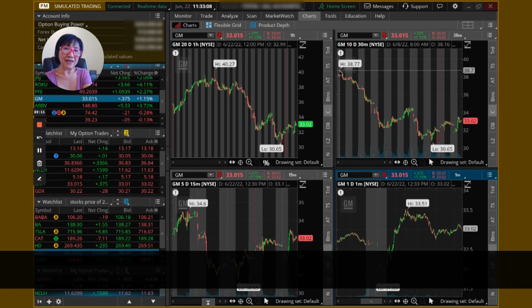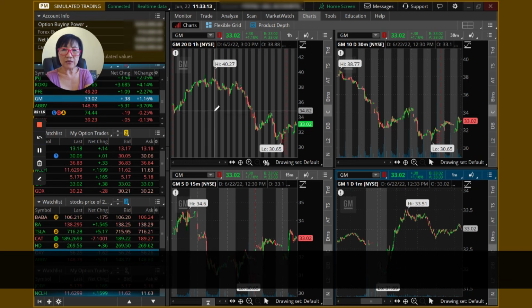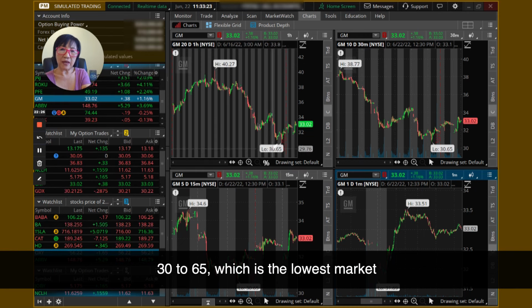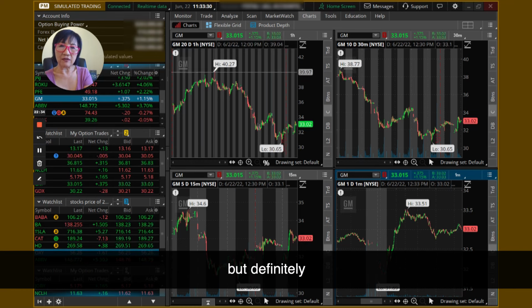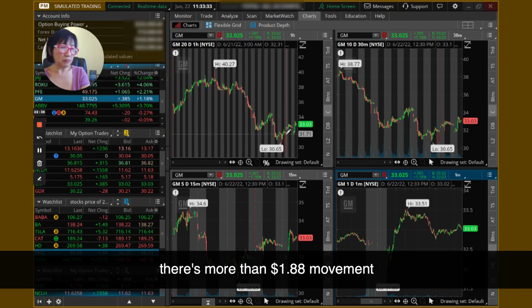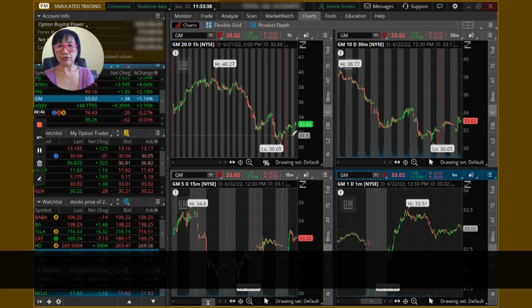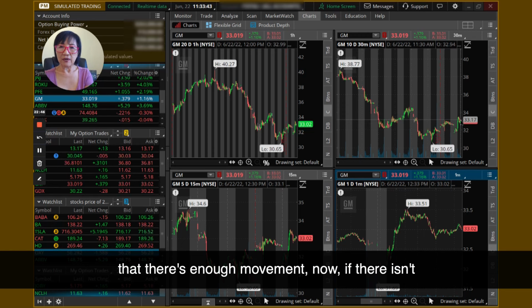That's 10 day. And in a 20 day movement, there's definitely 33, current market, to 40. If you were to compare from 30.65, which is the lowest market, to 40, that's like $10. But definitely there is more than a $1.88 movement in 20 day. And we're doing a 23 day chart. So that's how you look at the chart and decide that there's enough movement.